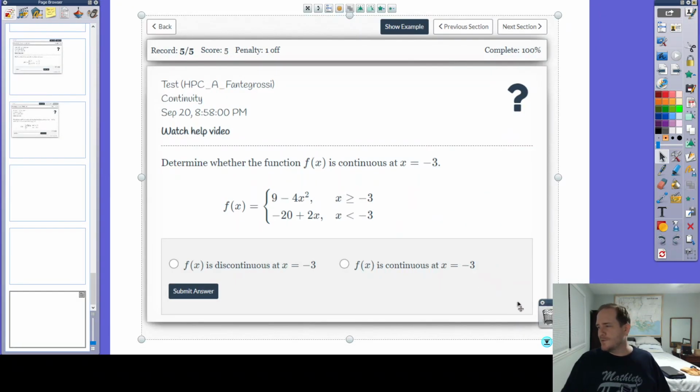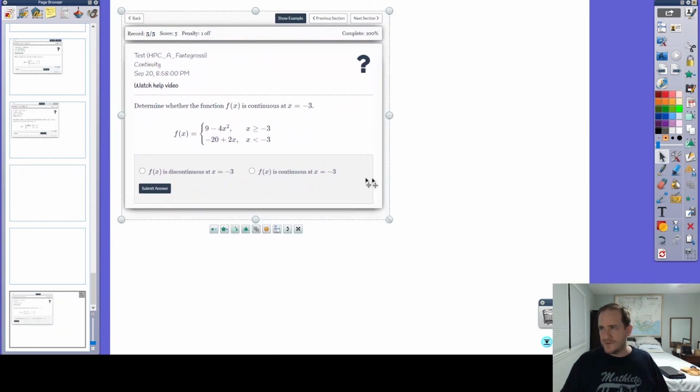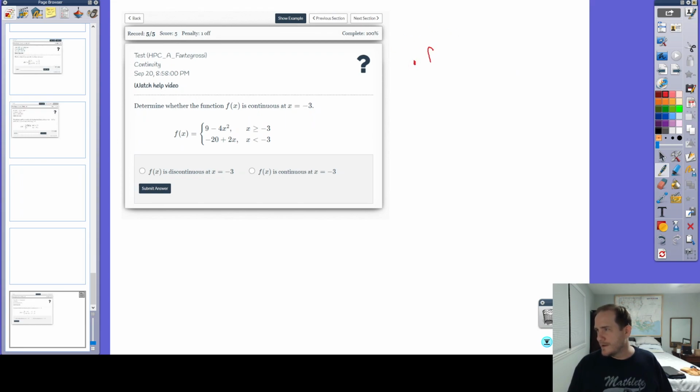So what are those three characteristics of a function that is continuous? We said that three things have to happen. First thing that has to happen is, now we're trying to be continuous at -3, but in general, if you're trying to be continuous at c, then f of c has to be defined.